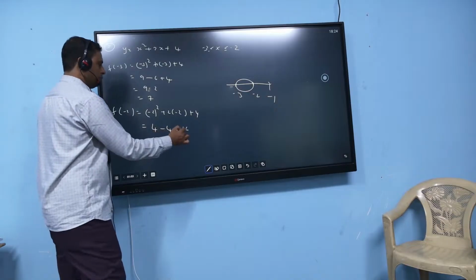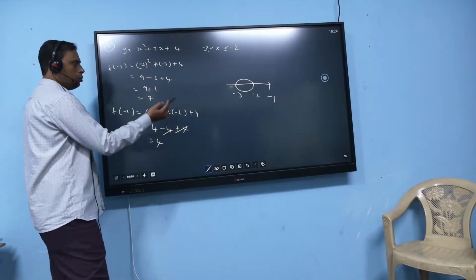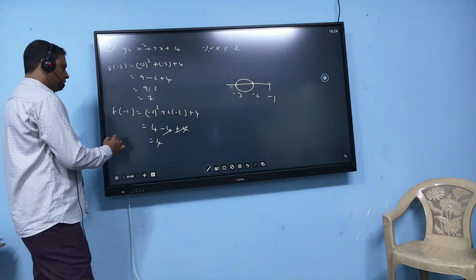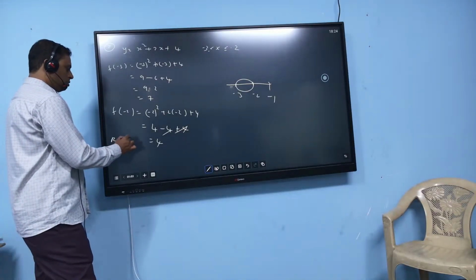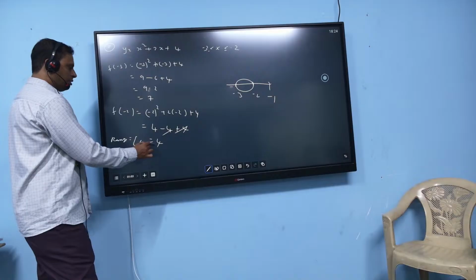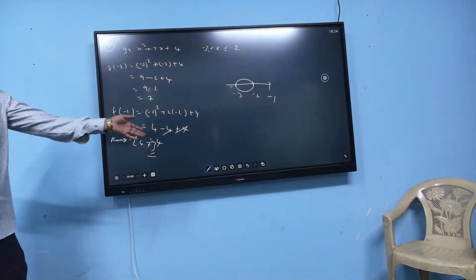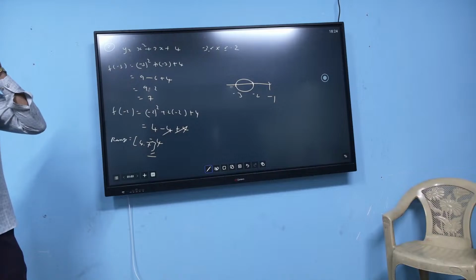4 minus 4 plus 4. 4 आया. अब वो it is not lying between minus 3 and minus 2. So answer is range is equal to 4, 7. जो मिनिमम वैल्यू है वो पहले लिखना, मैक्सिमम वैल्यू है वो बाद में लिखना. Is this okay?